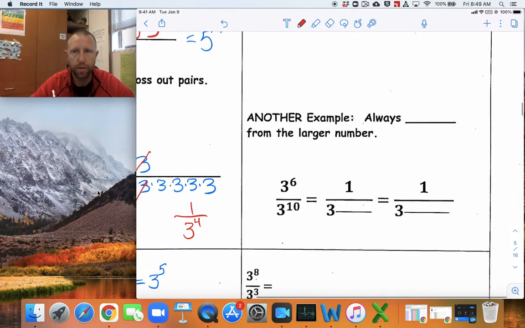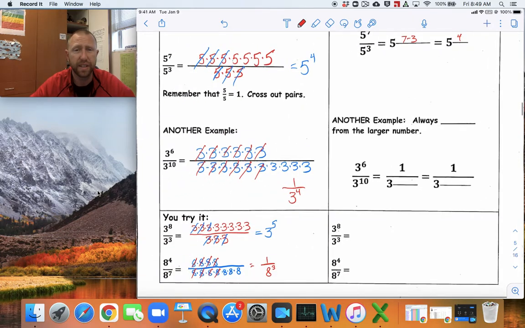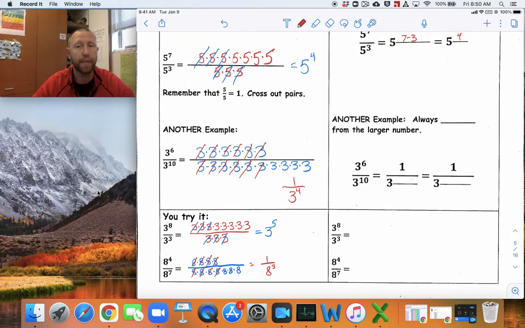All right, so for this other example, when we had 3 to the power of 6 divided by 3 to the power of 10, you guys saw what happened, right? I had the 1 on the top, and it just says always subtract from the larger number. It does take a little bit of thought on your part, though, to look and see. If the bigger number is on the bottom, that's why they put that 1 on top. We know all of the ones on the top are going to cancel out.